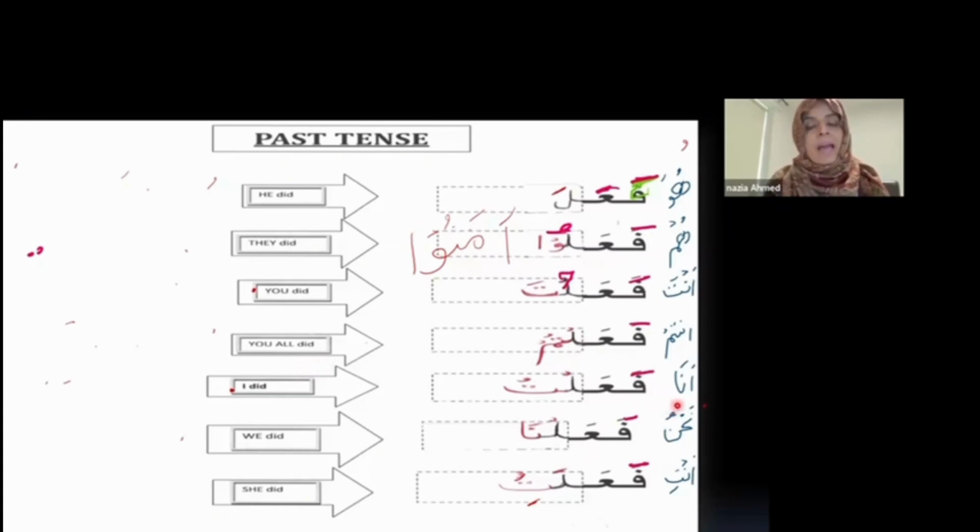Moving on to the first person, ana. Again ta, but with dhamma. Fa'altu. I did. Nahnu. We're going to take noon from nahnu. Fa'alna. We did. Remember anti? We're going to take ti from anti. Fa'alti. You female did. It's not she, it's you female did. It's a wrong translation here. You female did. Here we go.